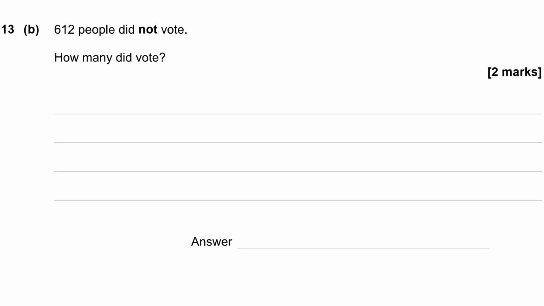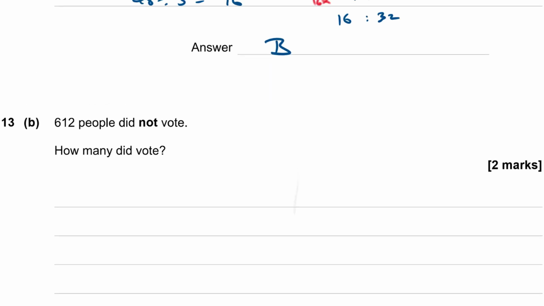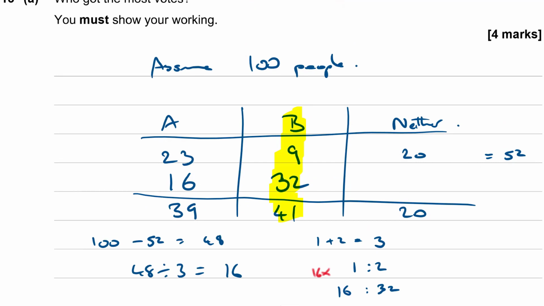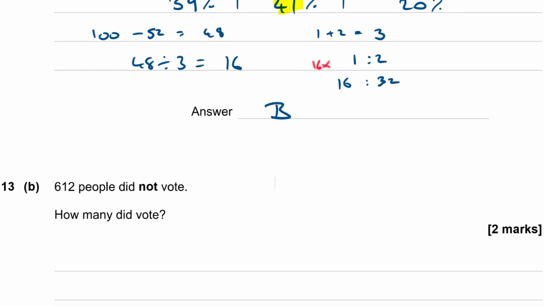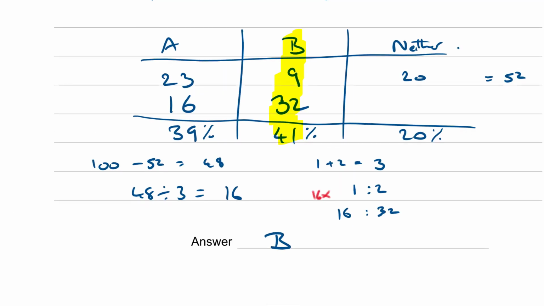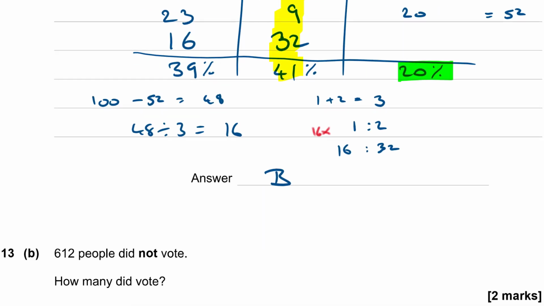Right, so it says here that 612 people did not vote. How many did vote? Okay, now remember earlier we assumed 100 people just to give us some figures to work with. So that meant that all of these were percentages actually, because they were all out of 100. Now we're told the actual value of one of these. We're told that 612 people did not vote. So this 20% here is our 612 people.